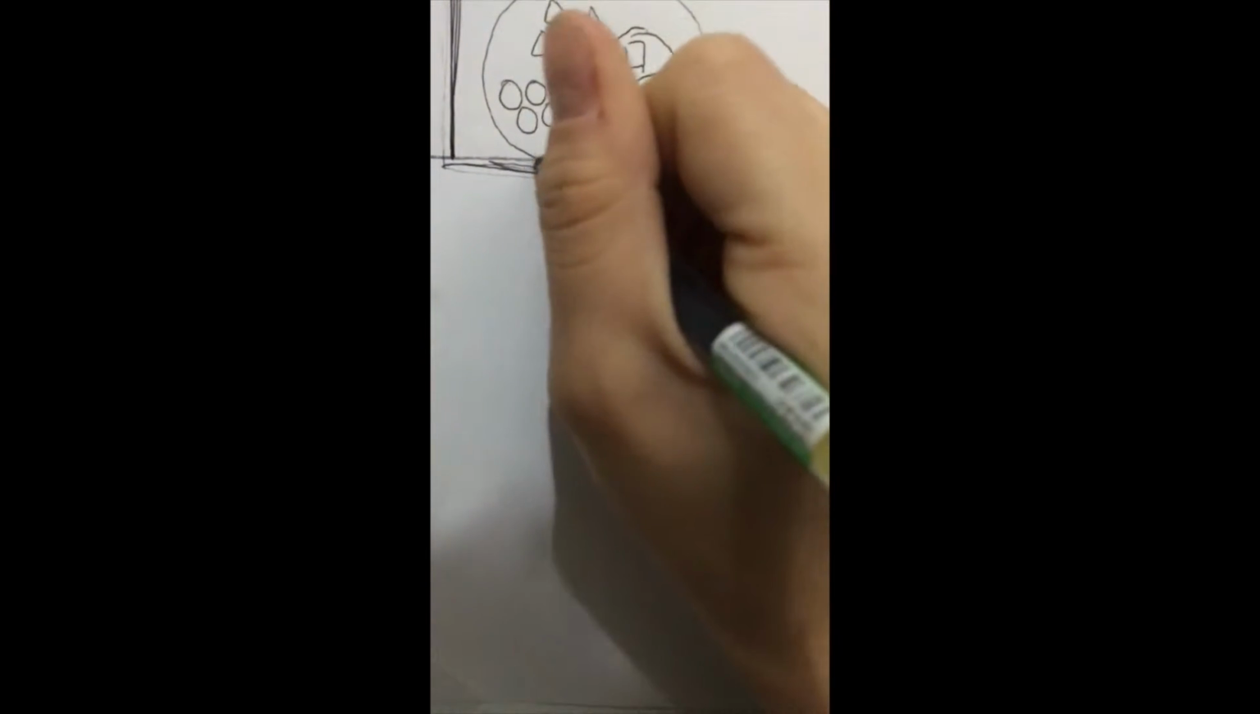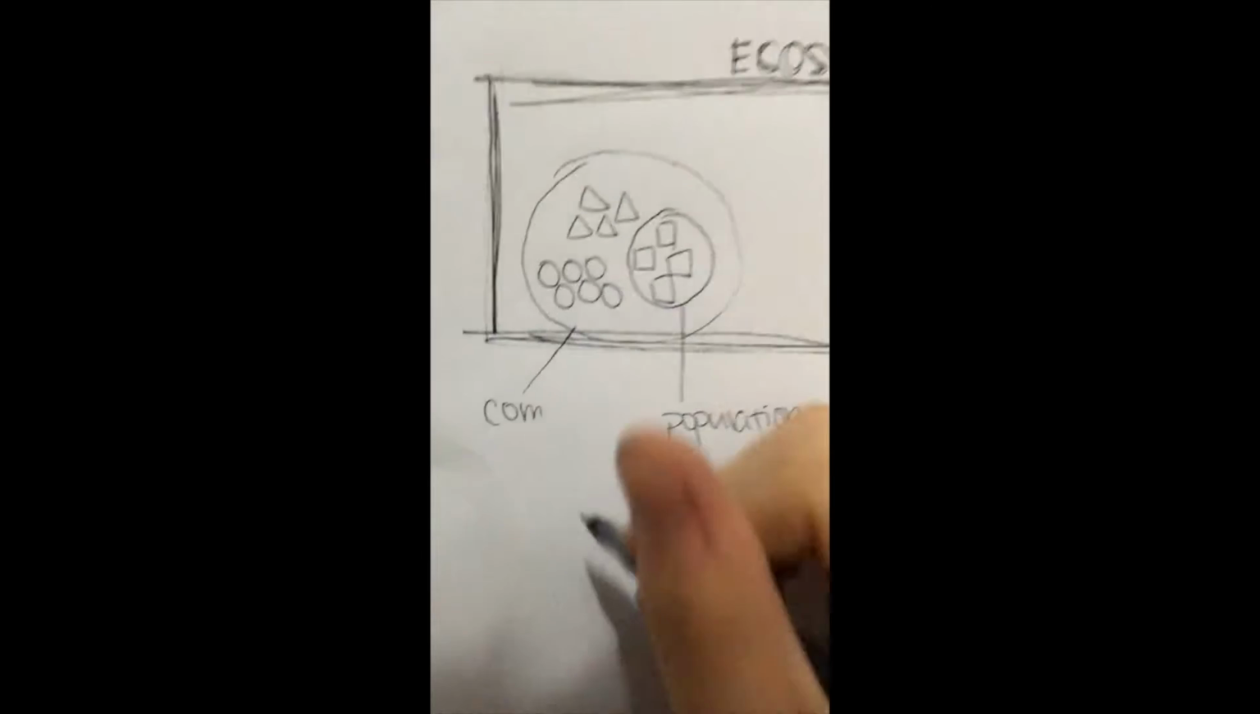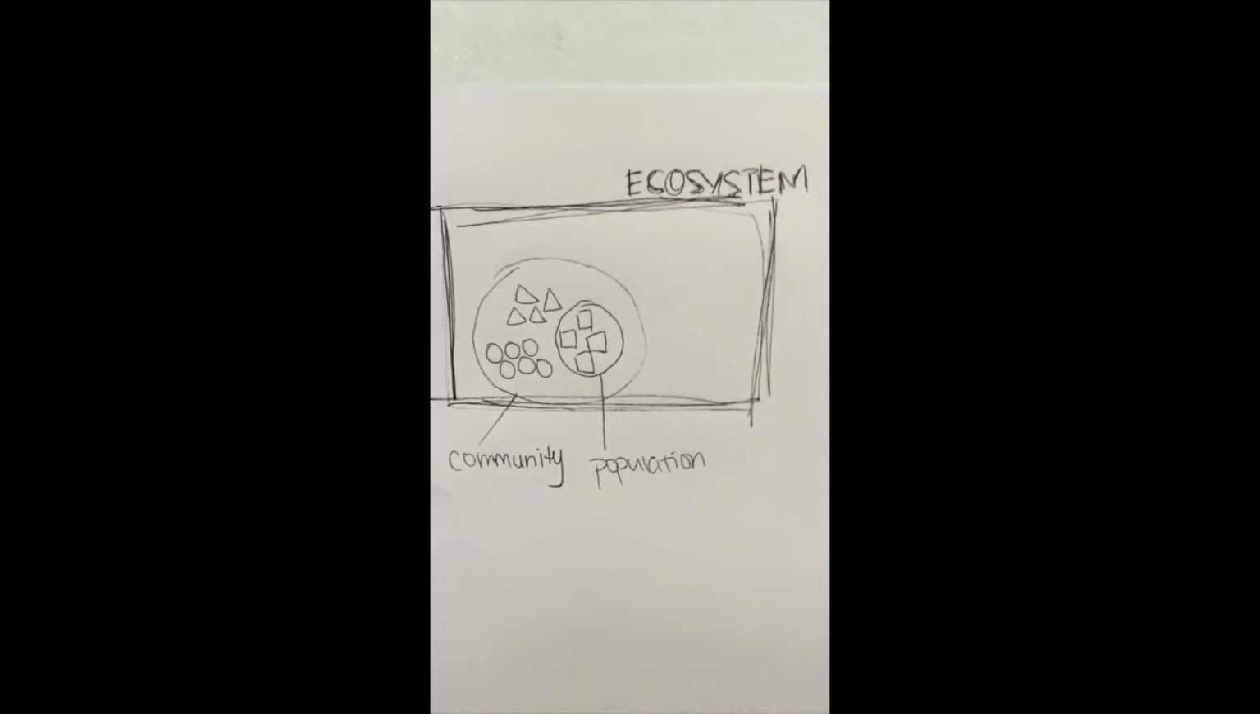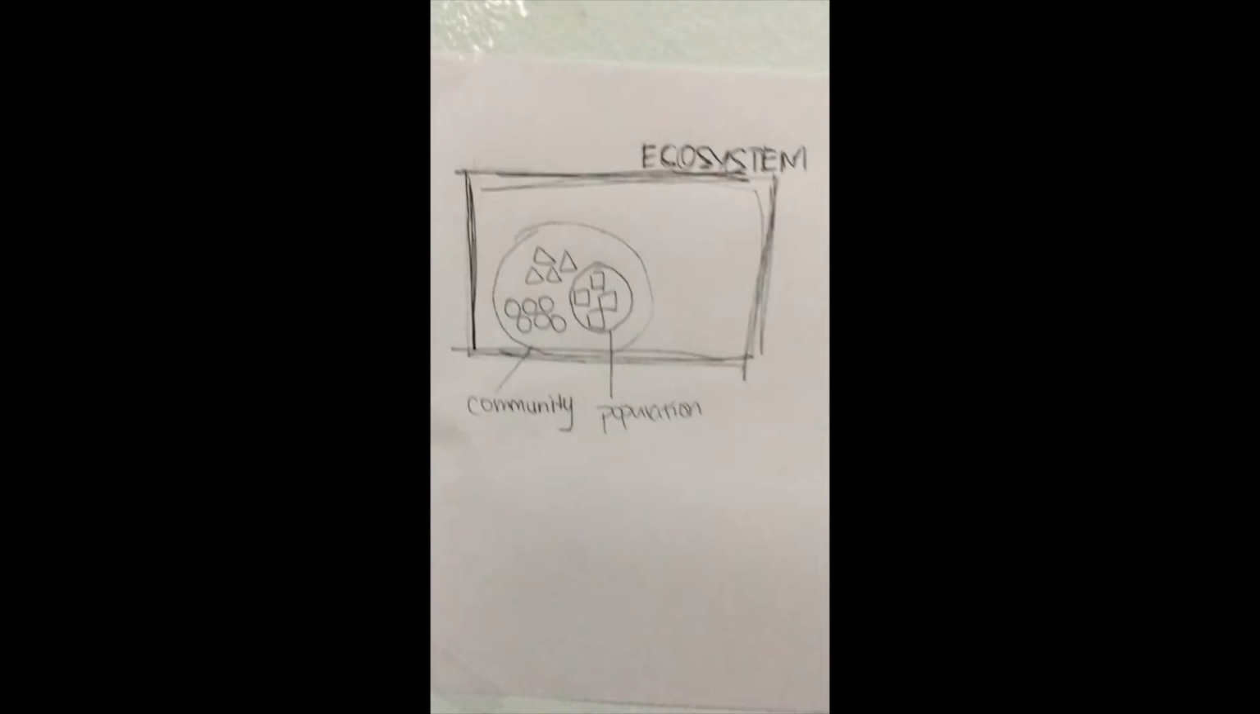Next, the bigger circle surrounding all the different populations is a community, which are different species living in the same place at the same time. So, for example, cats, dogs, and rats would be a community. Those are the biotic factors that form part of an ecosystem.